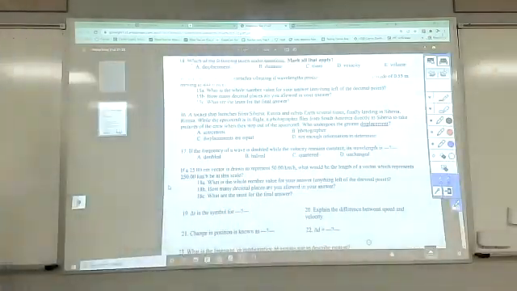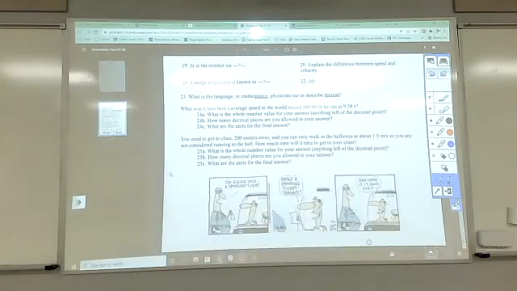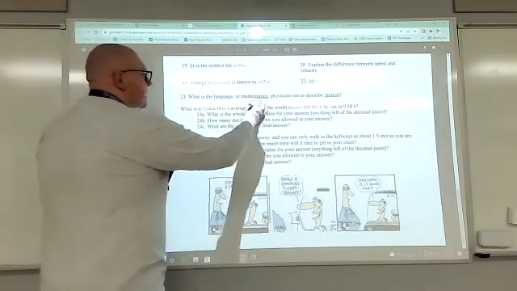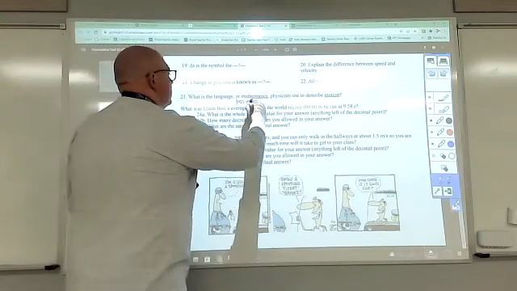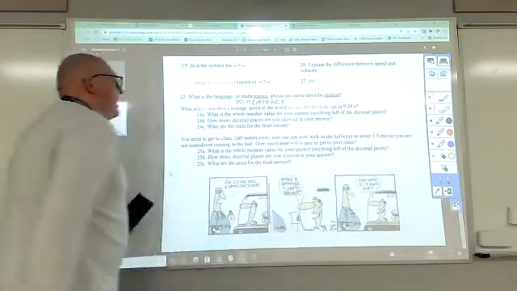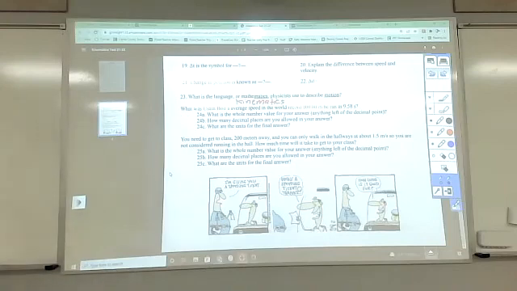Number 23. What is the language or mathematics physicists use to describe motion? Okay. We've talked about this in class. Motion is usually referred to by that prefix kin, and matics, meaning the study of. So this language or this study of motion is simply kinematics. Okay. I did not penalize you for spelling it incorrectly as long as I understood you were trying to say kinematics.